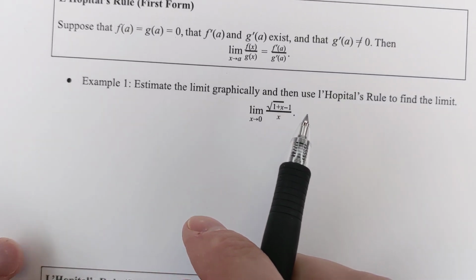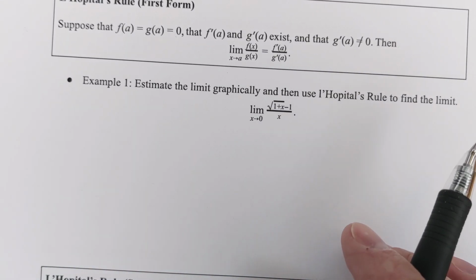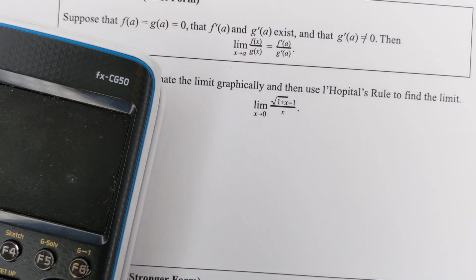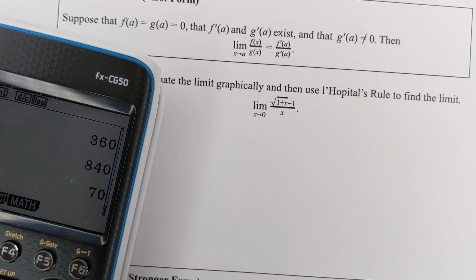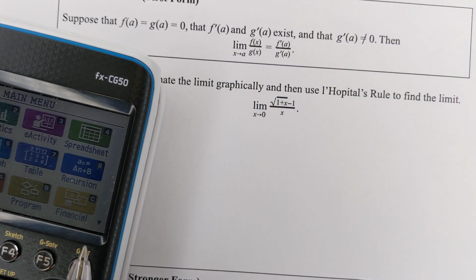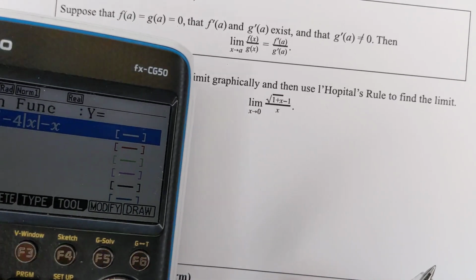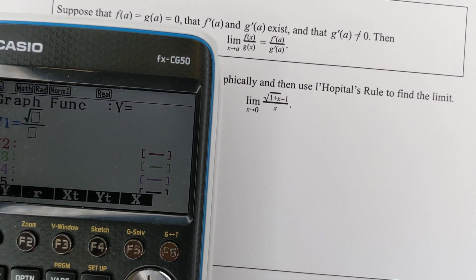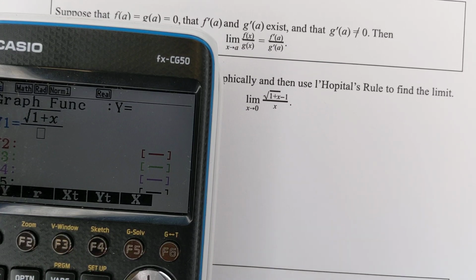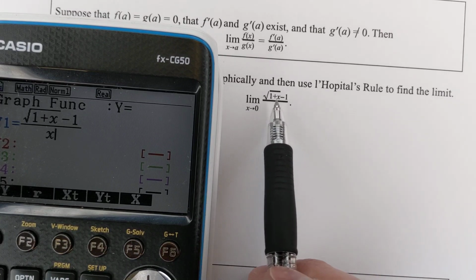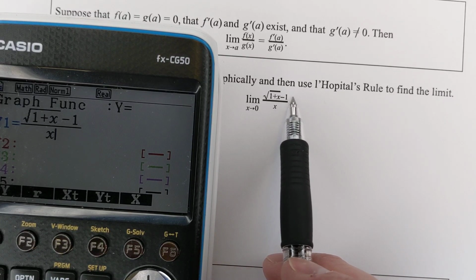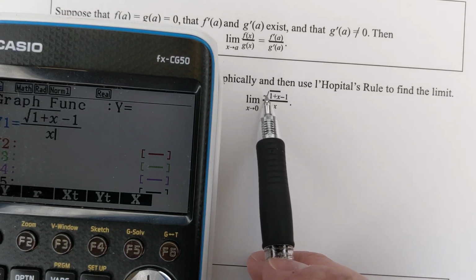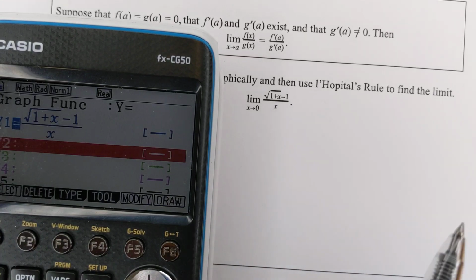Example 1: estimate the limit graphically, and then use L'Hopital's rule to find the limit. Graphically, we need to look at our calculator. So we graph the square root of 1 plus x, minus 1, over x. You can tell this is going to be indeterminate because if I plug 0 in, I get root 1 minus 1, which is 0. So 1 minus 1 divided by 0, so it doesn't work.